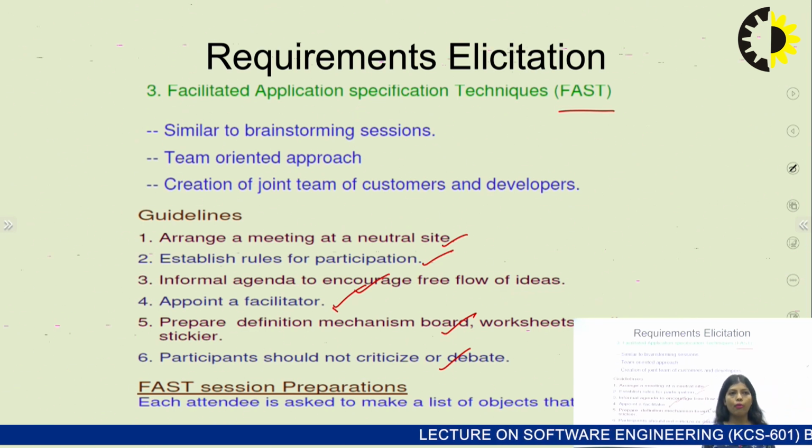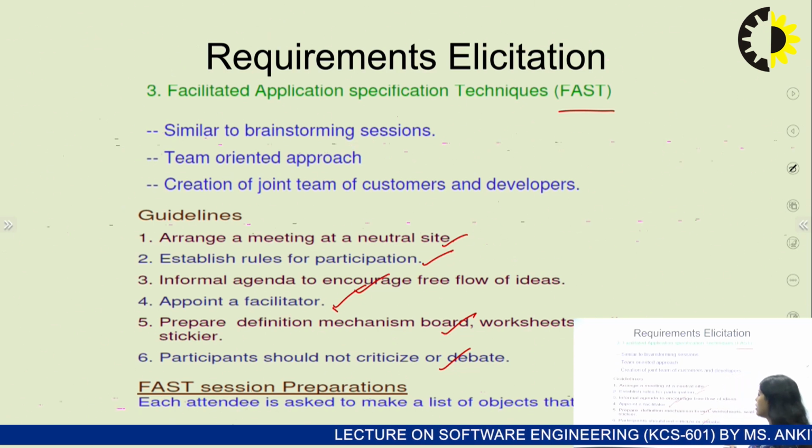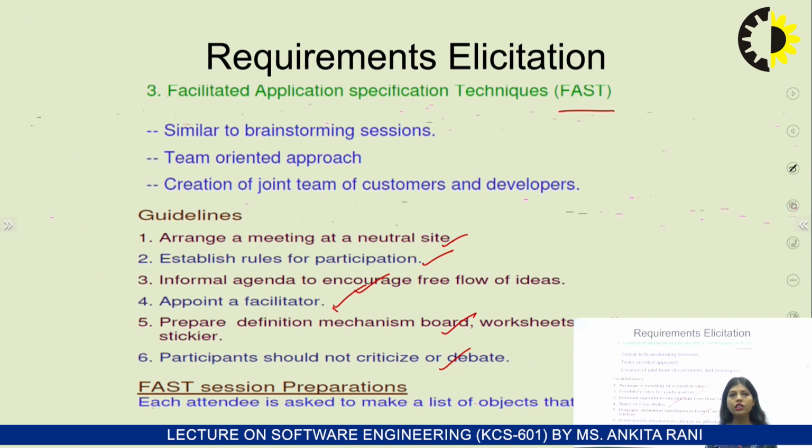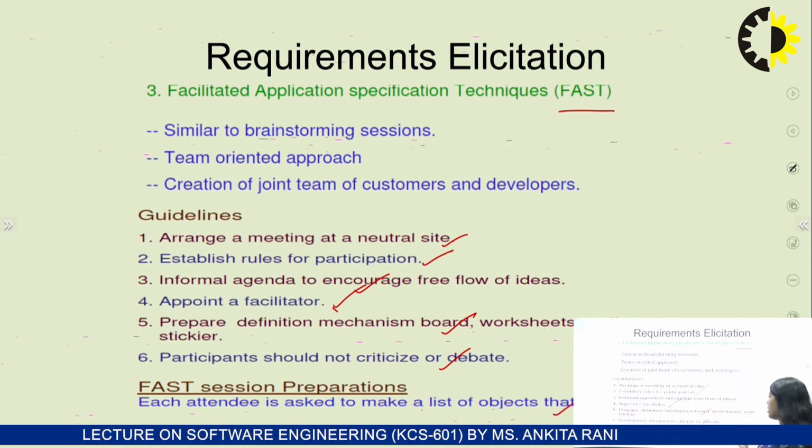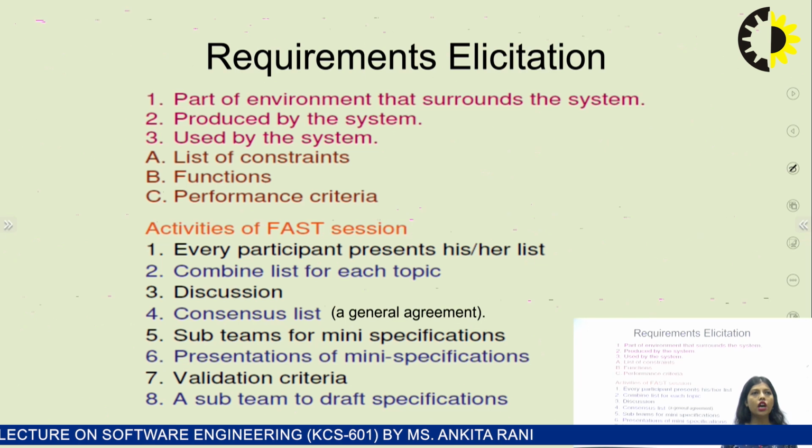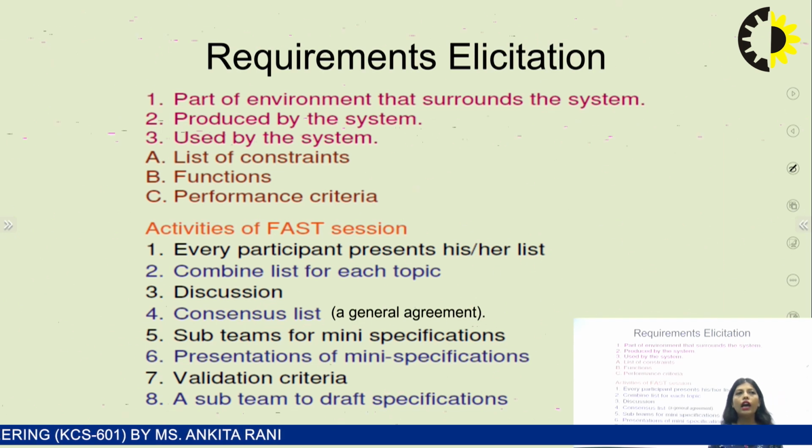So in the FAST technique, participants should not criticize each other and should not debate on any topic. In this session, each attendee is asked to make a list of objects that are part of the environment that surrounds the system, produced by the system, or used by the system, and a list of constraints, functions and performance criteria. So these are the lists which are prepared during the FAST session.